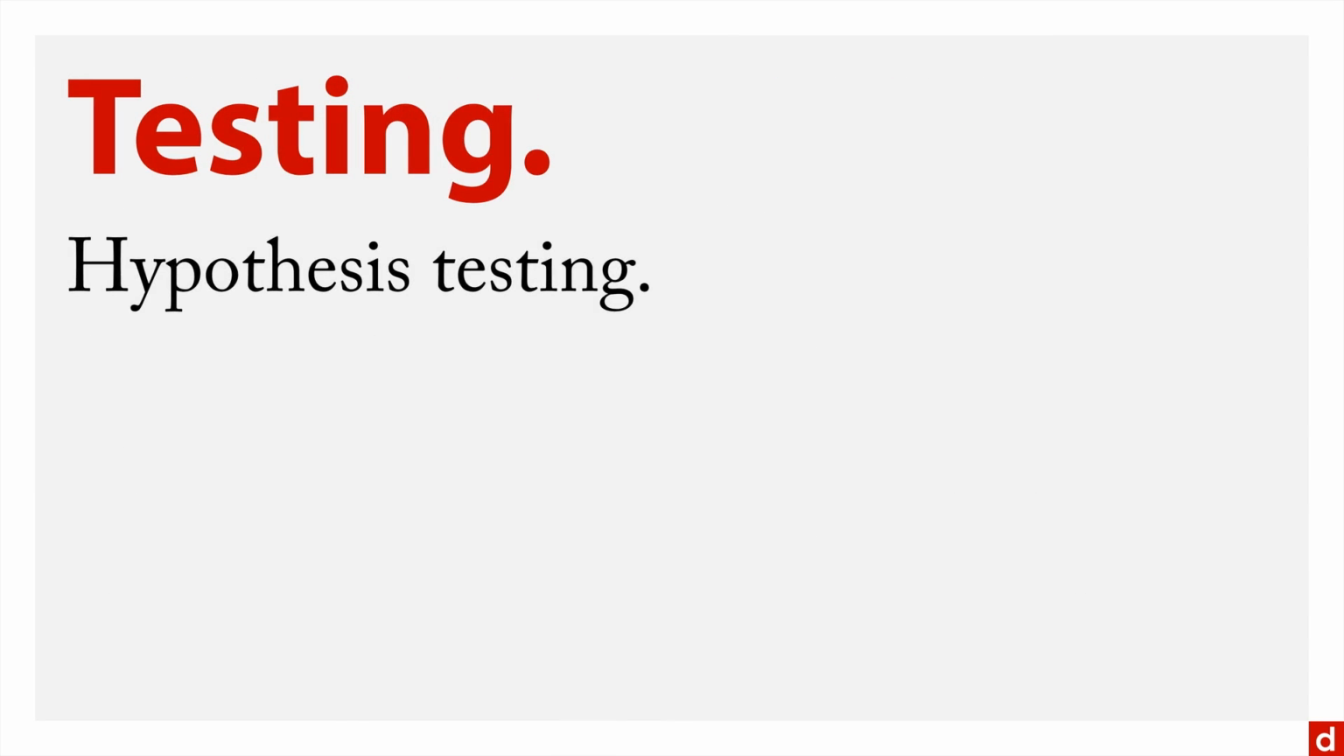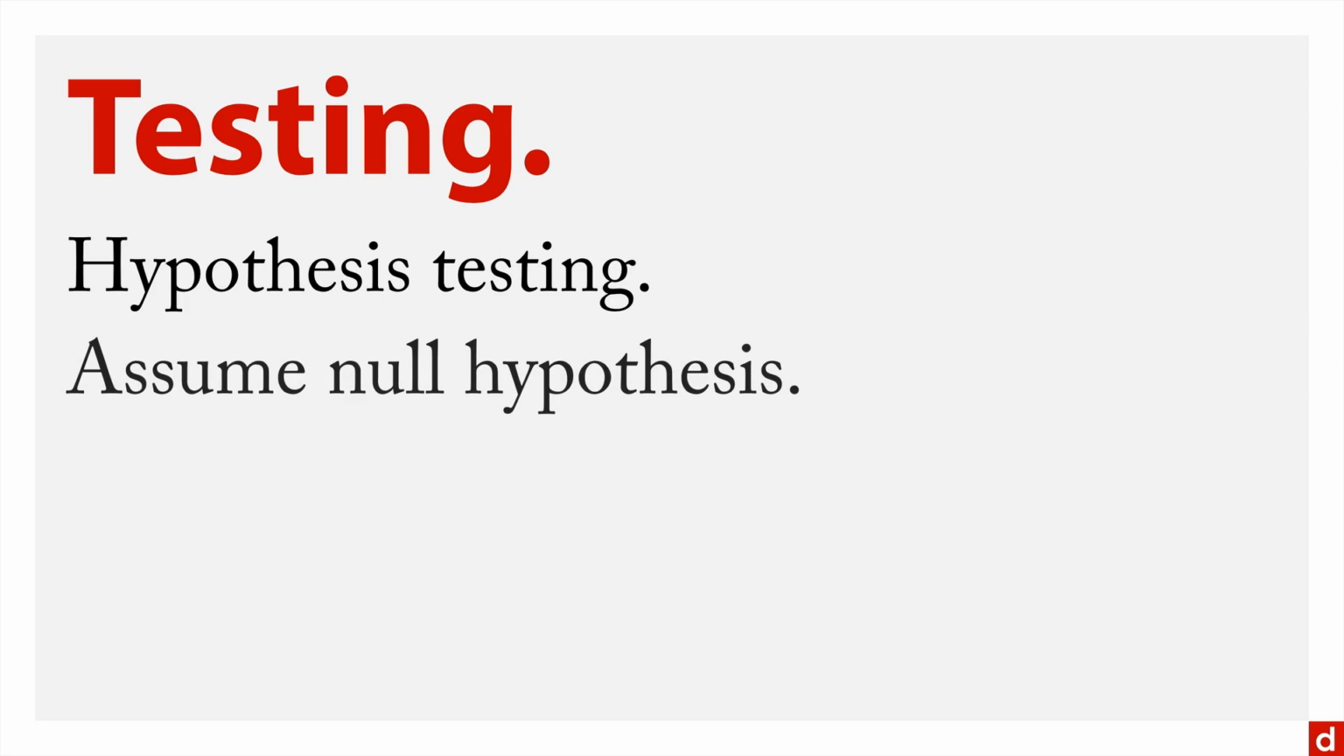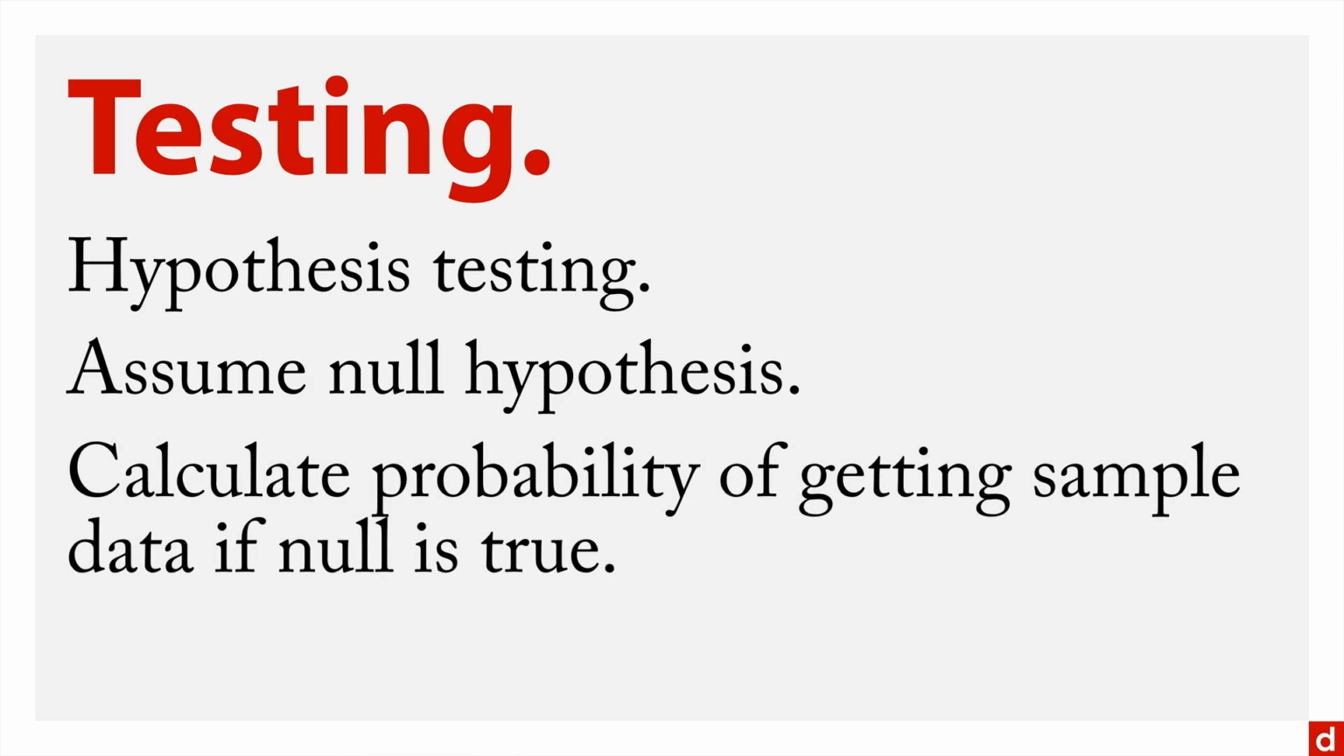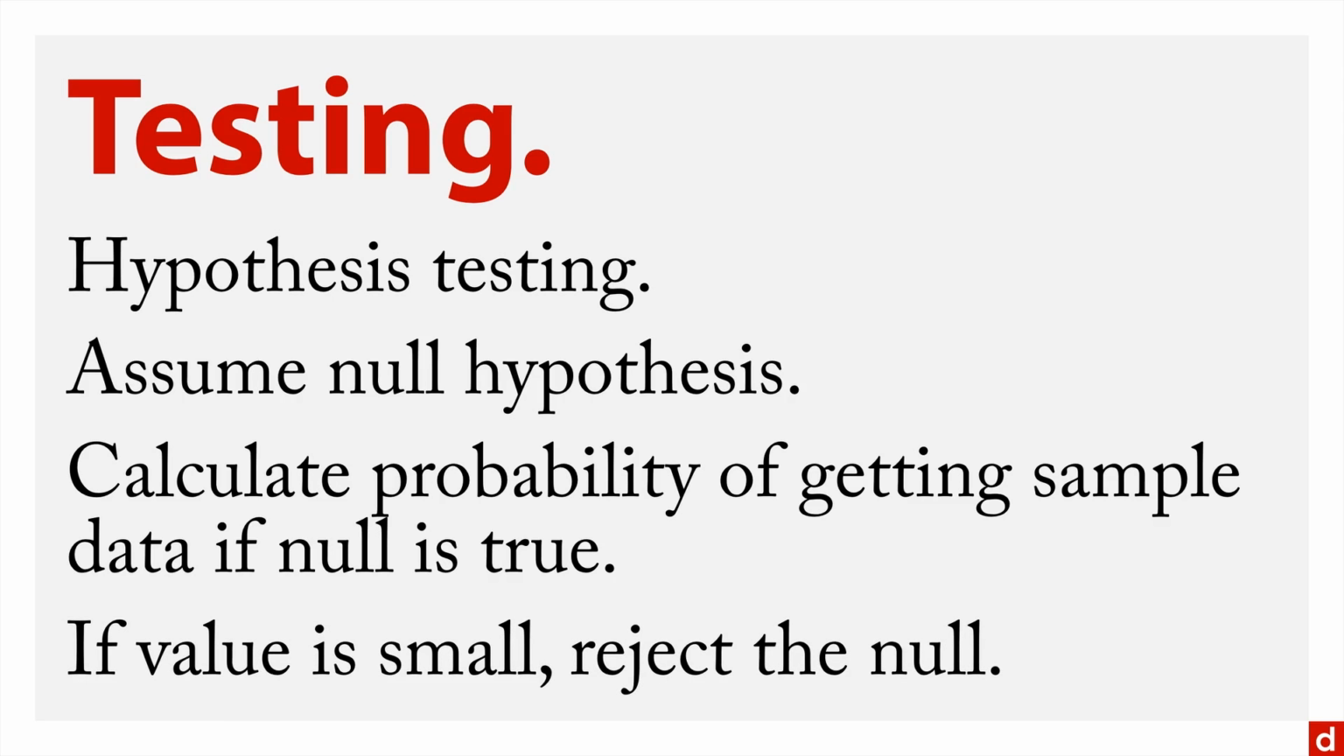Now, also with inference, there are two very general approaches. There's testing, which is short for hypothesis testing. And maybe you've had some experience with this. This is where you assume that a null hypothesis of no effect is true. You get your data and you calculate the probability of getting the sample data that you have if the null hypothesis is true. And if that value is small, usually less than 5%, then you reject the null hypothesis, which says really nothing's happening, and you infer that there is a difference in the population.